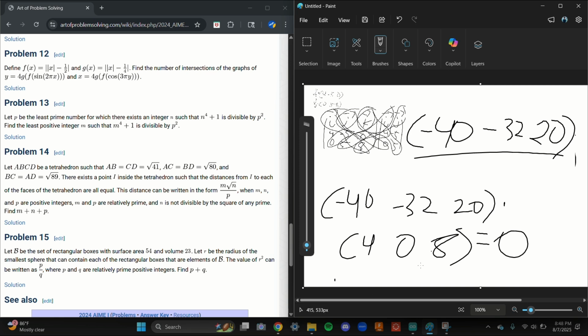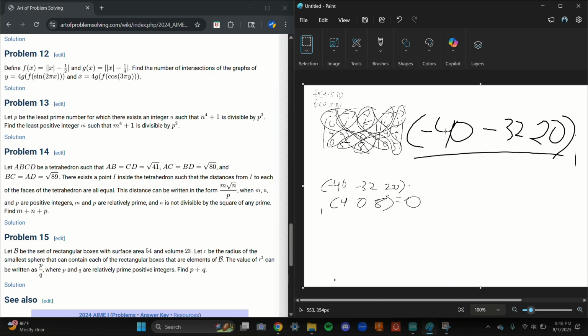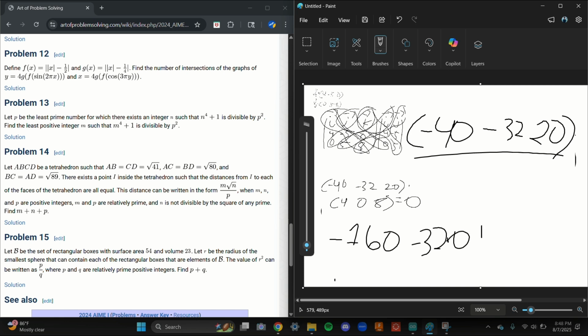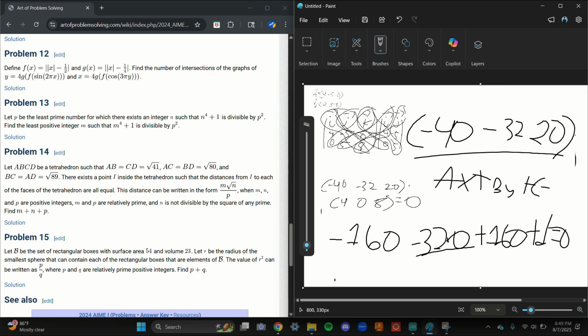So what does that mean? Let's take the dot product of this first of all. So we're going to multiply, so negative 160 minus 32 times 0 plus 160 plus some constant d equals 0. So negative 160 plus 160 cancels out, and then negative 32 times 0 is 0. So this itself evaluates to 0, which means d is equal to 0. Like in the equation ax plus by plus cz plus d, d is going to be equal to 0. So we found d.